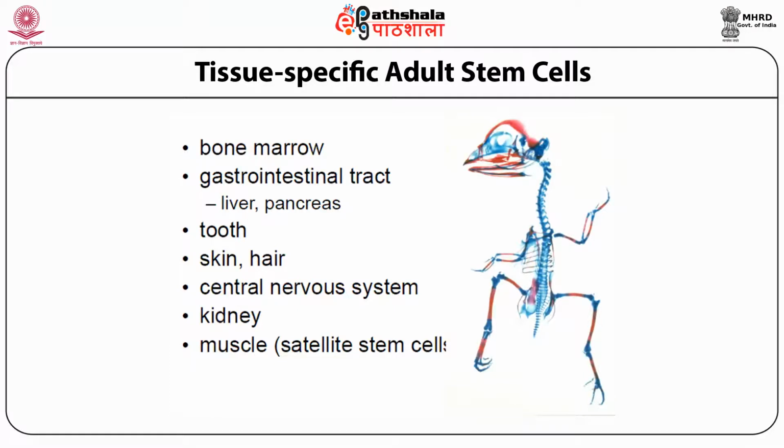So these adult cells are isolated from bone marrow, gastrointestinal tract. They can be isolated from tooth, especially baby tooth, and they can be isolated from skin, from hair, from central nervous system, kidney, sometimes muscles also. So these are called tissue-specific adult stem cells.